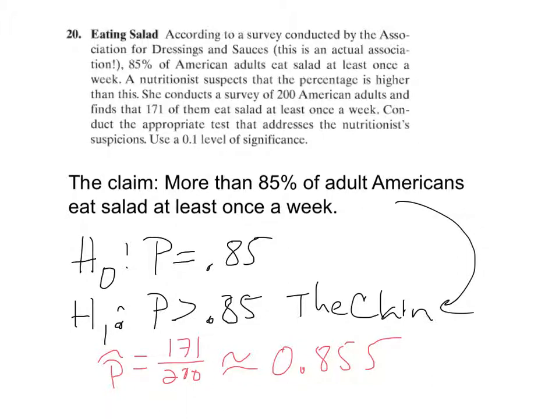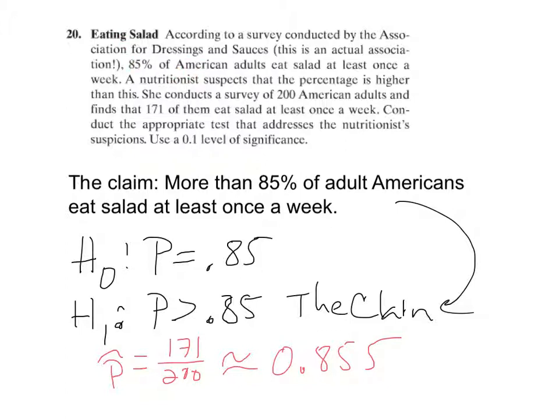So here's an example from another textbook, and this is about a salads and dressing association. They wanted to see if a higher proportion of Americans, higher than 85%, are eating salads at least once a week. So they went out and did a test. Probably paid some statistician a lot of money to do this.